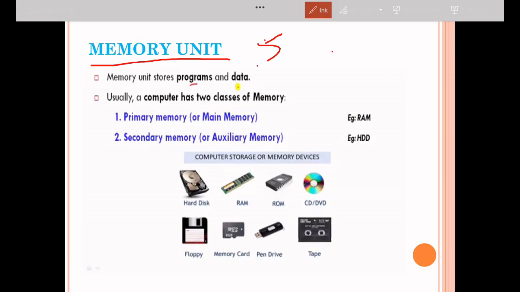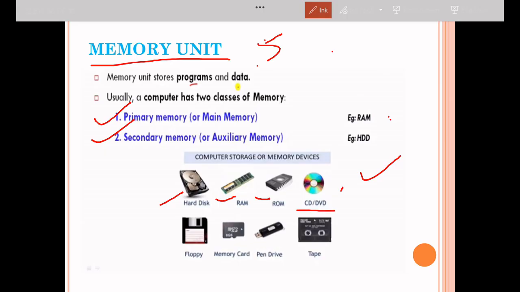It is responsible for storing data and instructions needed for processing. It enables the CPU to execute programs. Okay, this is the definition of memory. Memory actually has two types. Number one is the primary memory and second is the secondary memory. One by one we will discuss, and you already know hard disk, RAM, ROM.